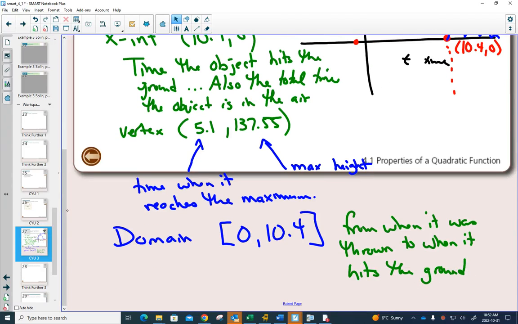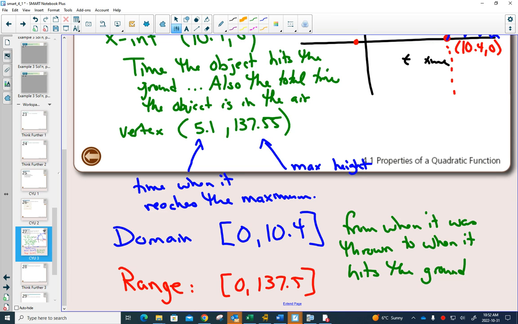The range also, normally, would just be less than the maximum. So normally you would just write y is less than 137.55. This time it only makes sense from 0 to 137.5. Perfect. The questions for this one is just number 10.